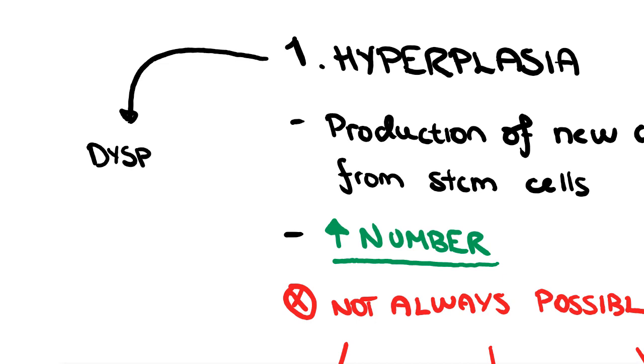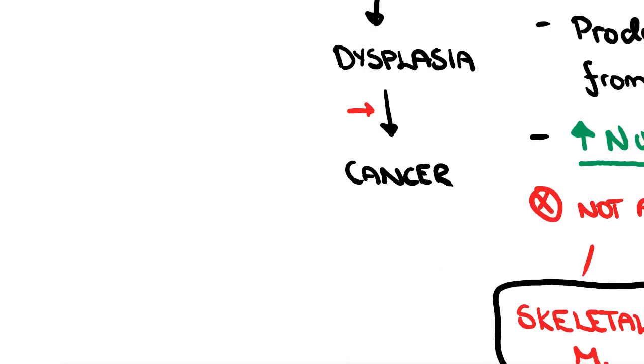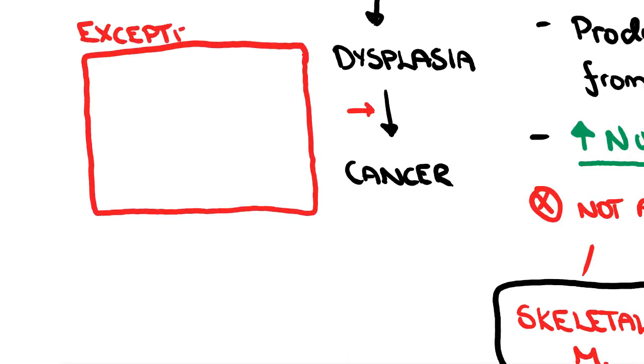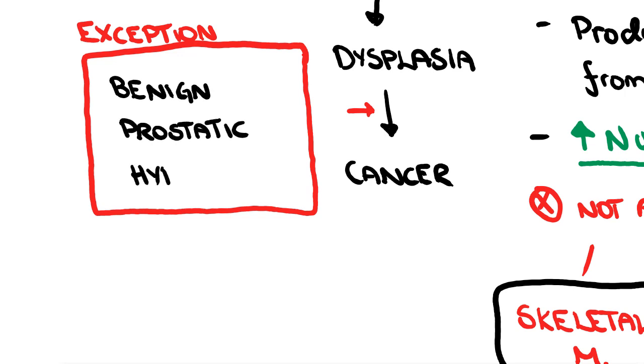Hyperplasia, if left untreated, can eventually progress to dysplasia and cancer. A notable exception, though, is benign prostatic hyperplasia, or BPH, which does not increase the risk of prostatic cancer.